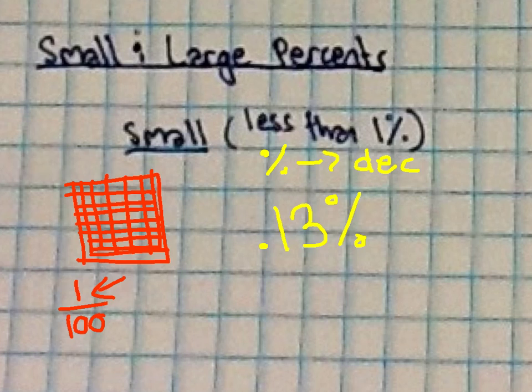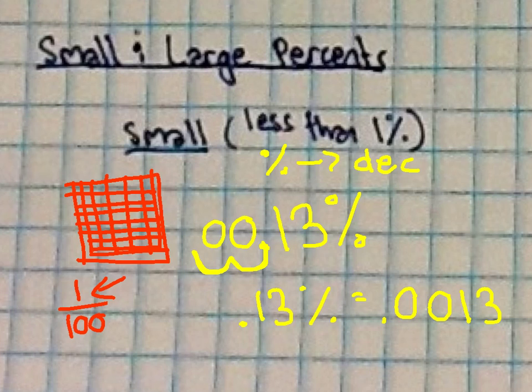Now here, the decimal is already there for you. So when we change this percent to a decimal, we still move it 2 times to the left. 1, 2. So 0.13% equals 0.0013. We fill in those gaps with 0 as a placeholder. So this 0.13% is really a small number. It's 0.0013.